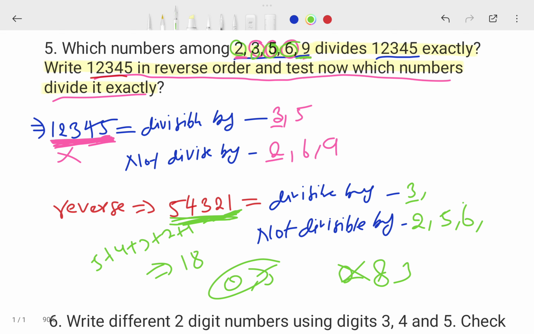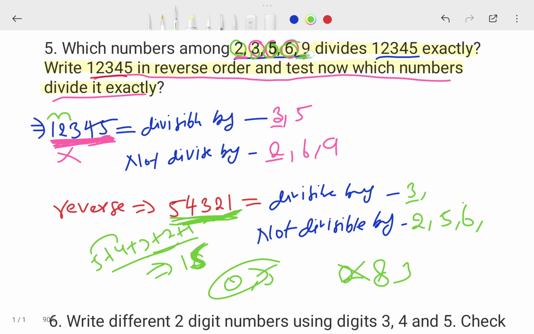Okay, wait a minute, here I made a mistake. The sum of the digits, 5 plus 4 plus 3 plus 2 plus 1, is going to be 15, not 18. In the 3 table, 15 is there? Yes, it is there. So it is right, it is divisible by 3. Okay, now it's fine.